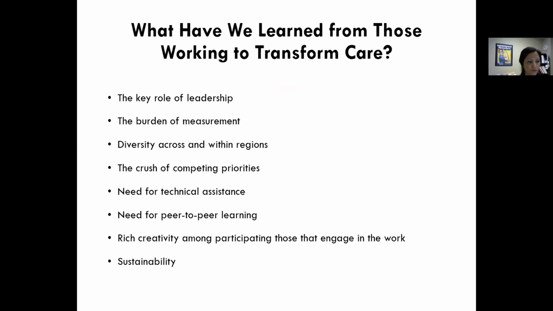And that can be difficult when you're transforming care. The crush of competing priorities, what I mean by that is your leadership has to have the will to change, but they also could easily get distracted by other priorities. So keeping focused on what it is you want to do around improved chronic illness care is absolutely critical.